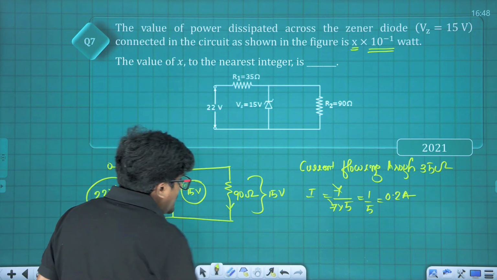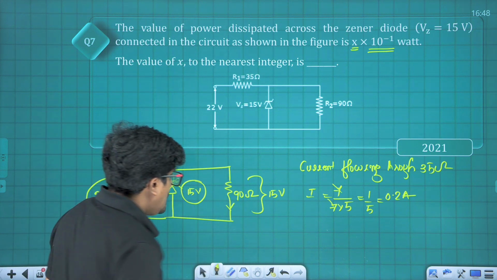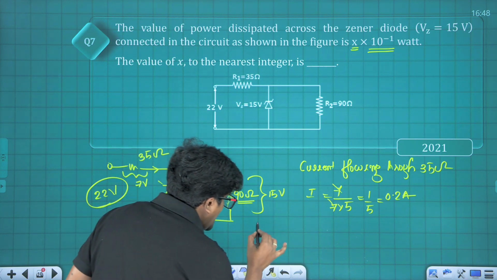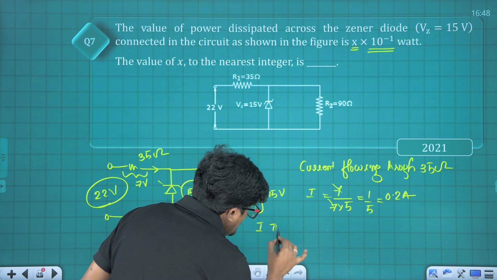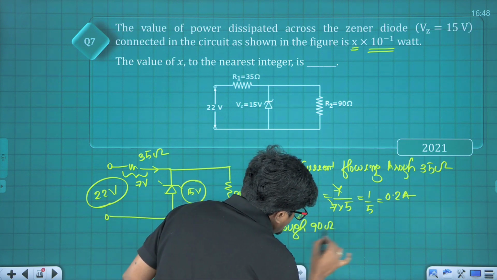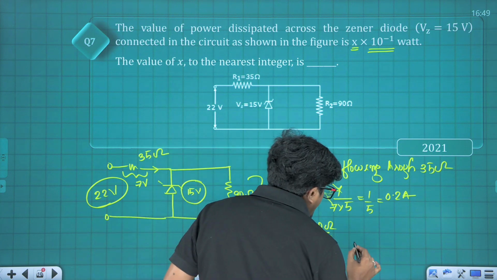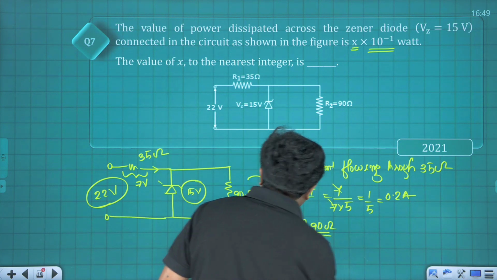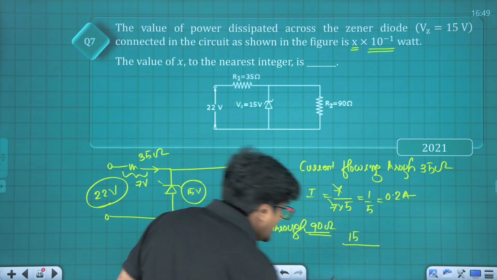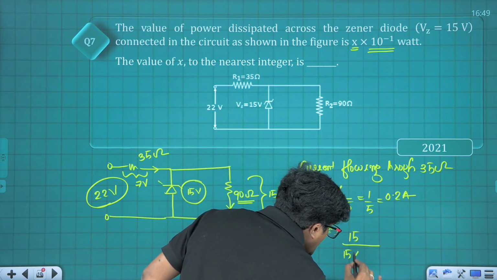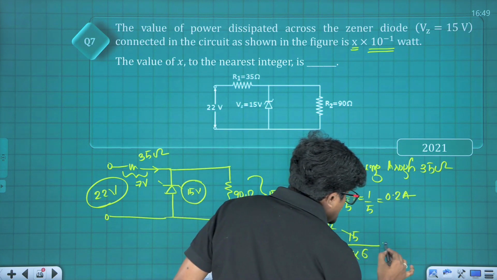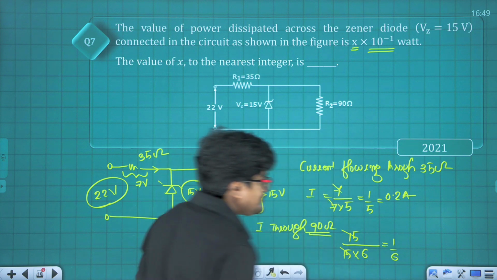Now, what's the current flowing through this one? So current flowing through the 90 ohm resistance. I through 90 can be marked as what? Voltage drop over here is 15, all divided by 90. 90 can be written as 15 into 6. This one and this one will cancel each other. It's supposed to be 1 by 6.